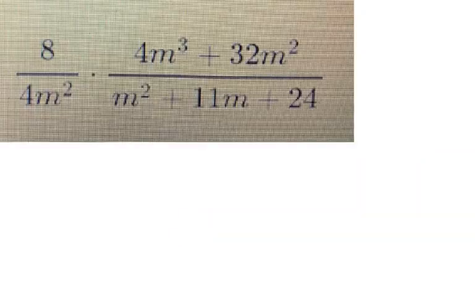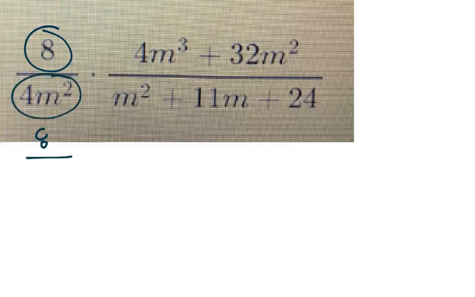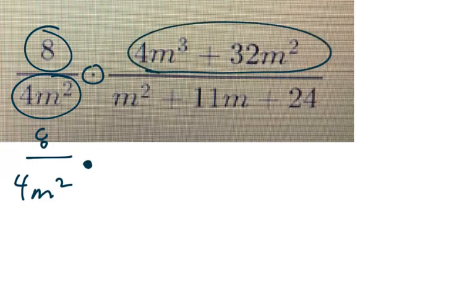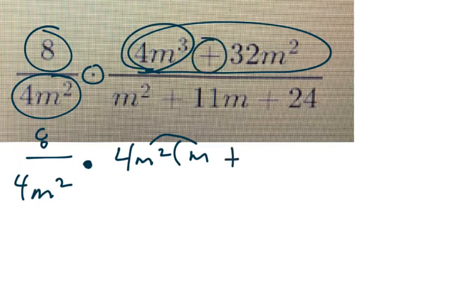All right. This is another times. 8 I can't factor. 4m squared I can't factor. I have a times. This I can factor. I'm going to do a 4m squared. m times 4m squared is 4m cubed. I have a plus. 8 times 4m squared is 32m squared.